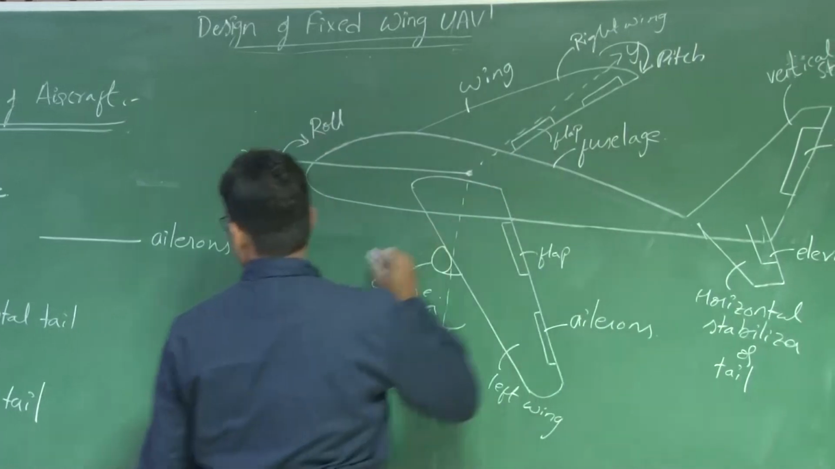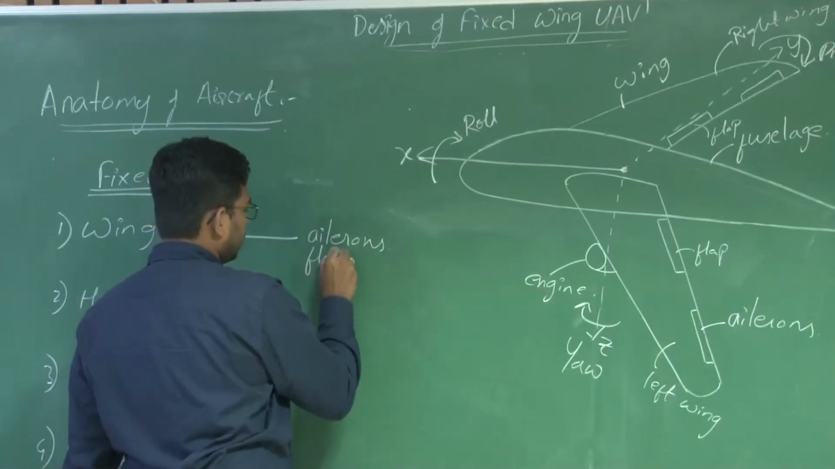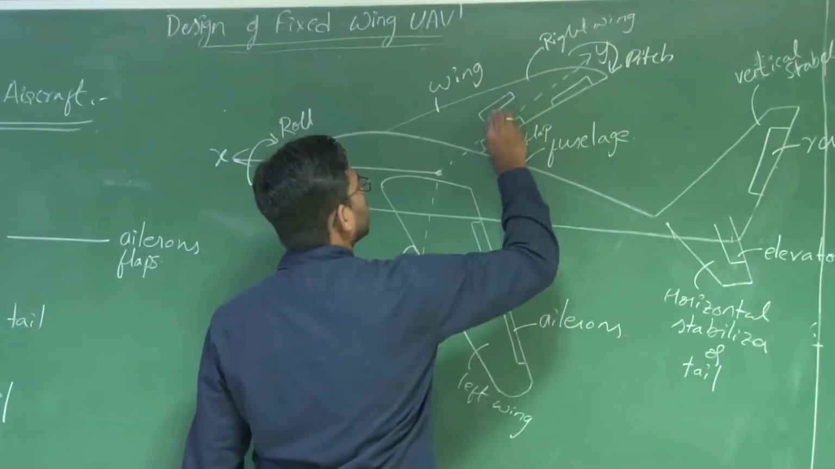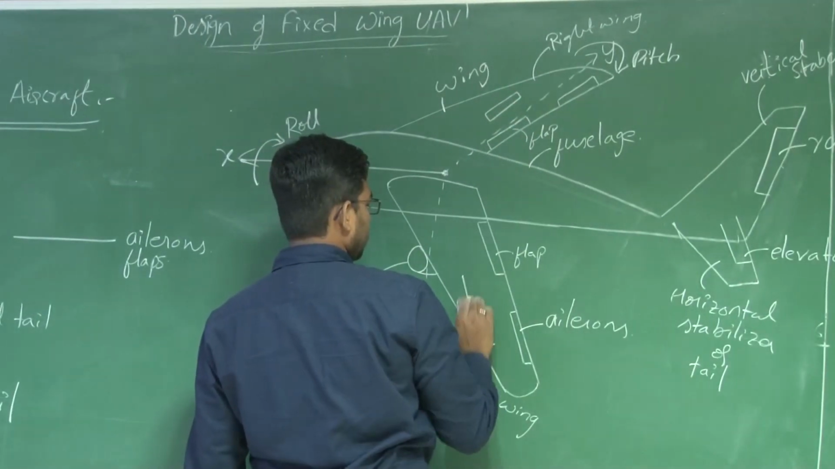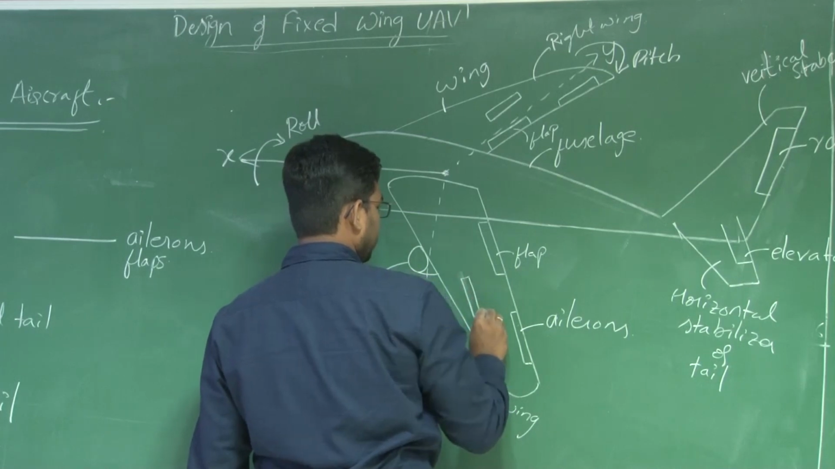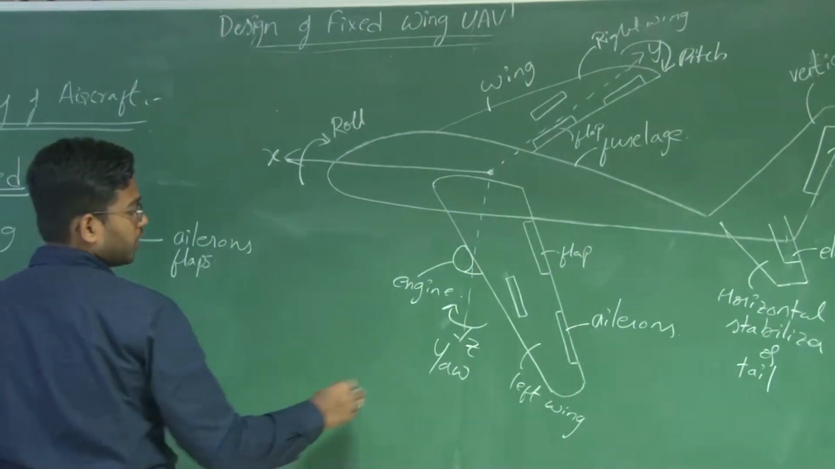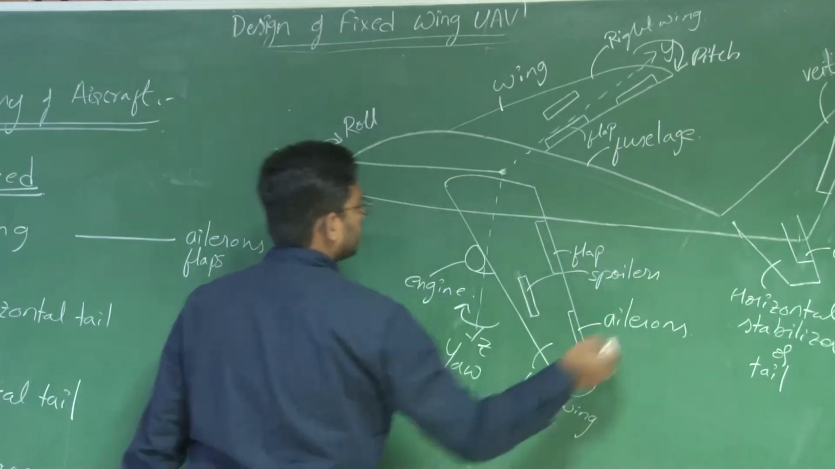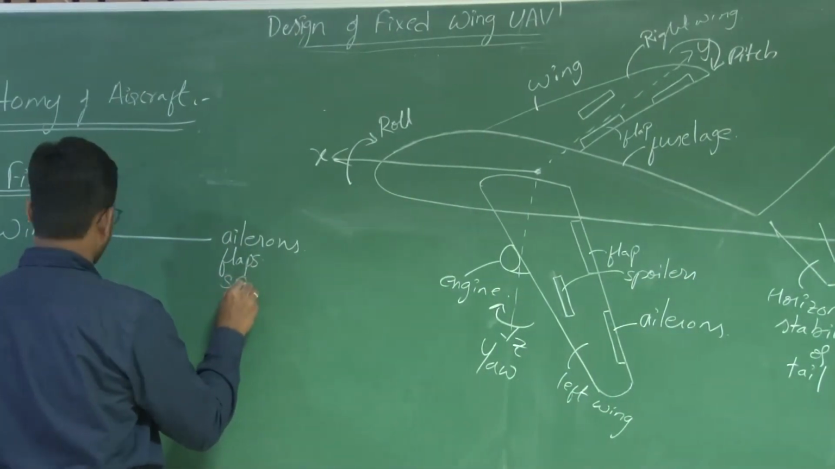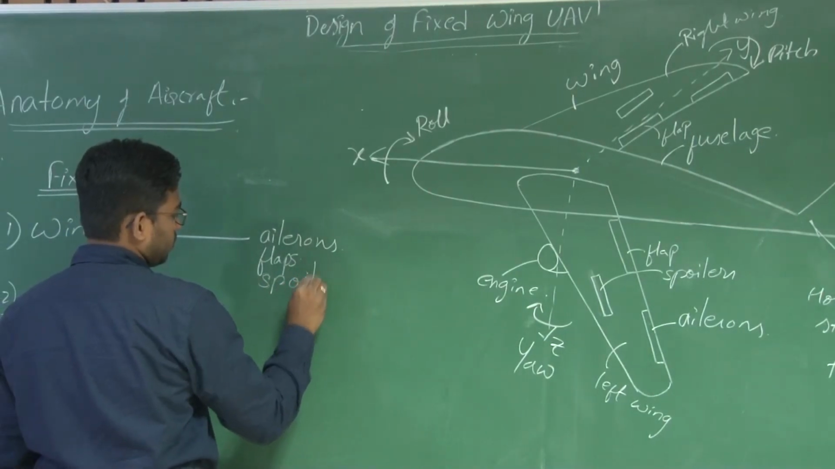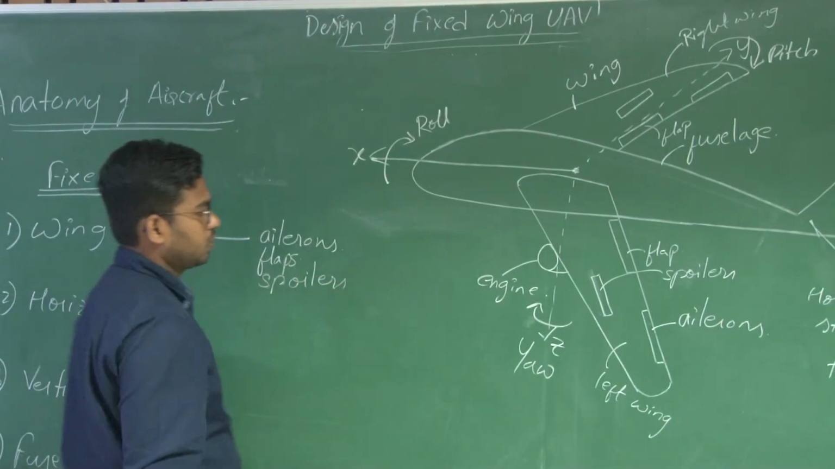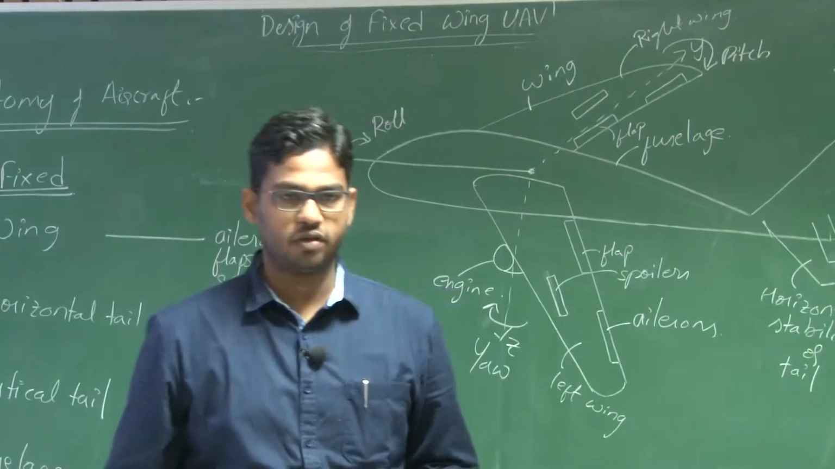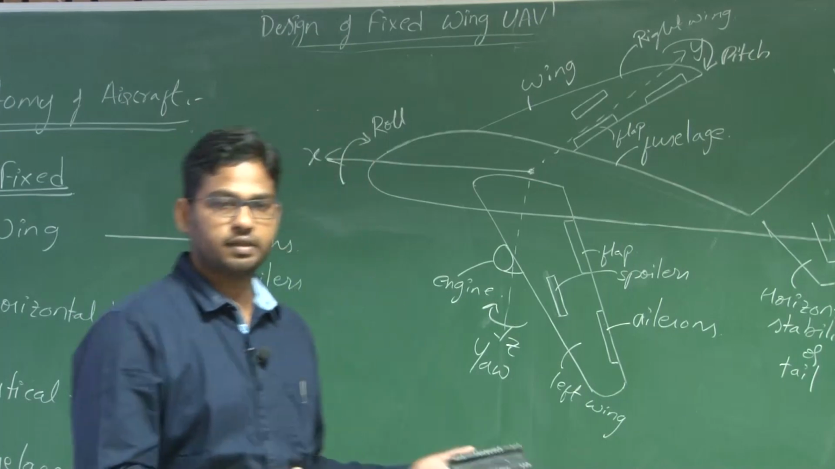And you have flaps. At the same time, you also have spoilers, which can sometimes be used as a control surface as well. So the basic aim of this spoiler is to reduce the lift, disturb the flow, and increase the drag.